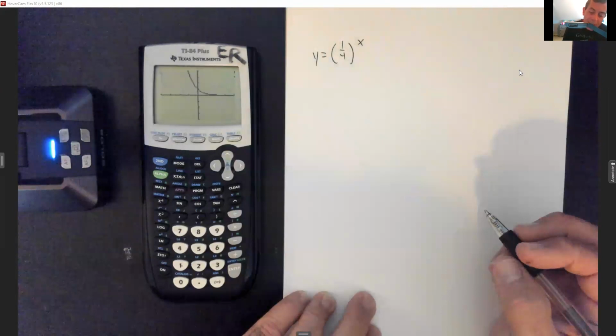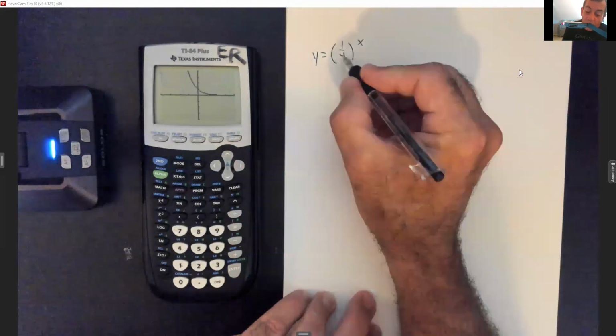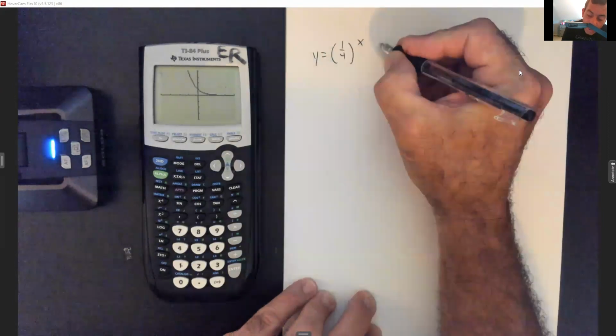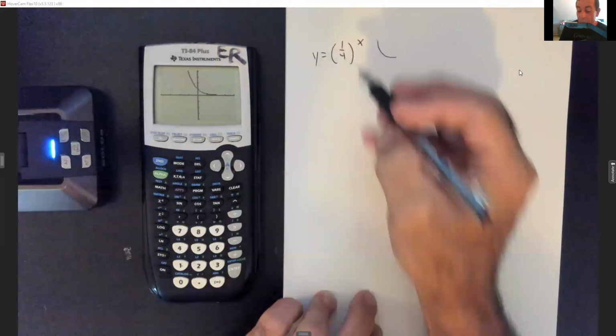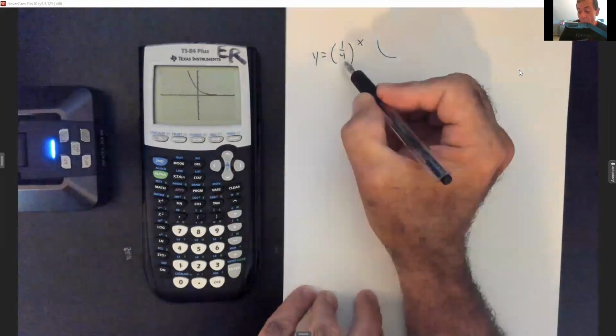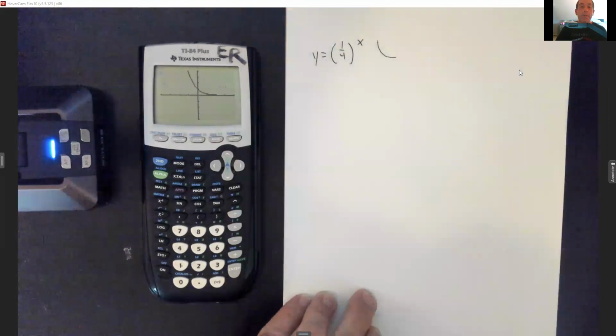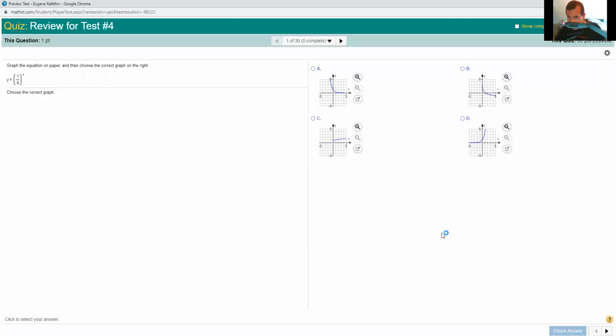And if you notice, the exponential graphs, when they're fractions, they want to head downhill left to right, okay? If this was a regular number, it would grow left to right because the numbers would get bigger. So we see what it looks like. So let's go put this in. So y'all, I had what looked like A here. So click A and then you go to your next one.